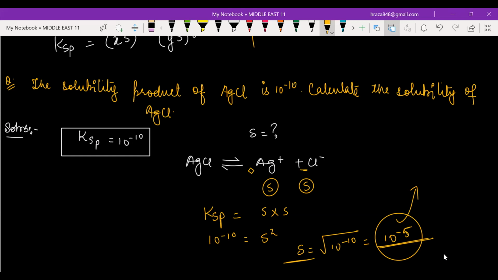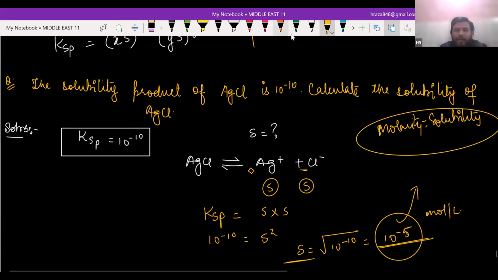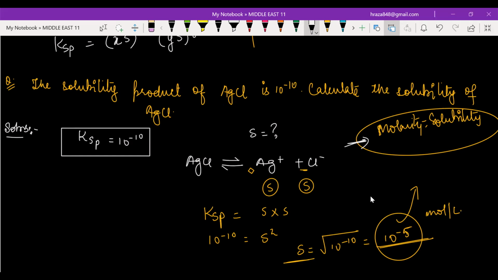Mole per liter, sir. It will be mole per liter, because in solubility, I wrote that molarity will be its equal in saturated solution. After the definition, if you see again, you will find that solubility is equal to molarity. Here, the solubility is expressed in terms of molarity. Is this clear, everyone? Yes, sir. Very good.